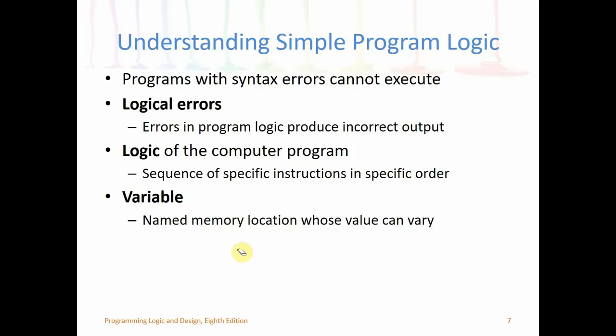So you need to think in a logical way. You need to order stuff in a sequence to get it in order. We have what we call a variable. What is the meaning of a variable? It is a named memory location whose value can vary.